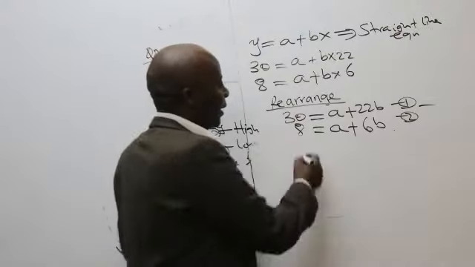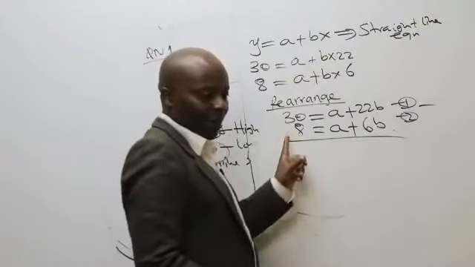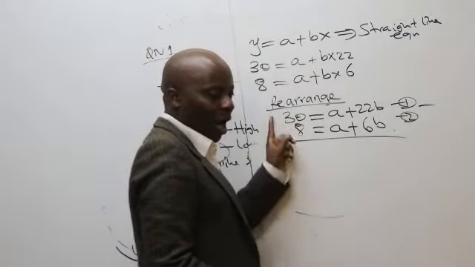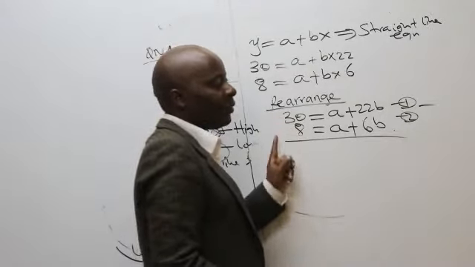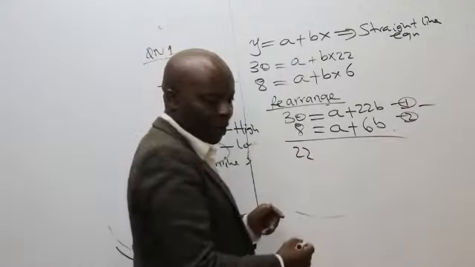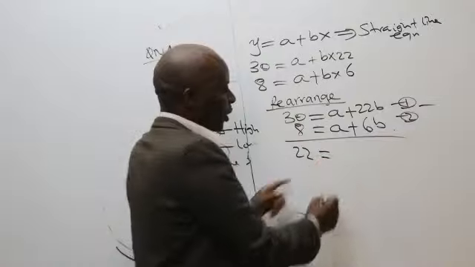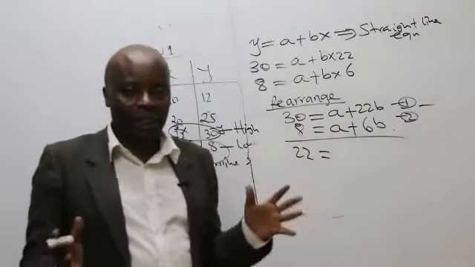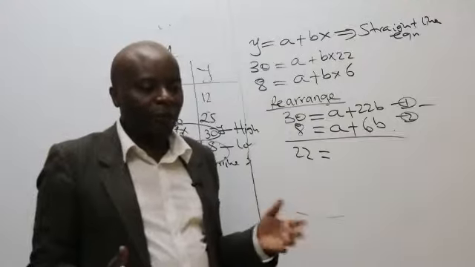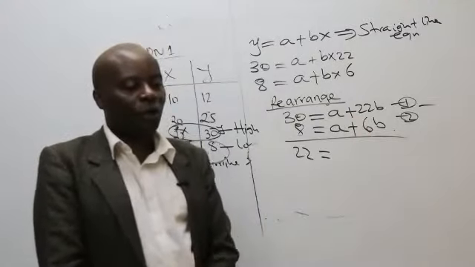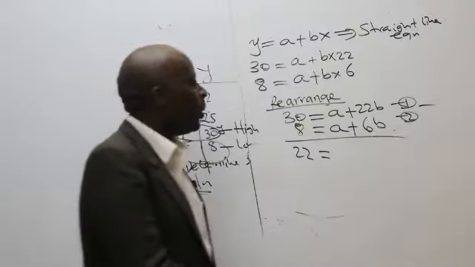30 minus 8 gives me what figure, somebody? 22. Thank you very much, Catherine. Equals a minus a disappears. Really, that was our objective, to eliminate a so that we can get b. How about 22 minus 6? 22 minus 6 is 16b.